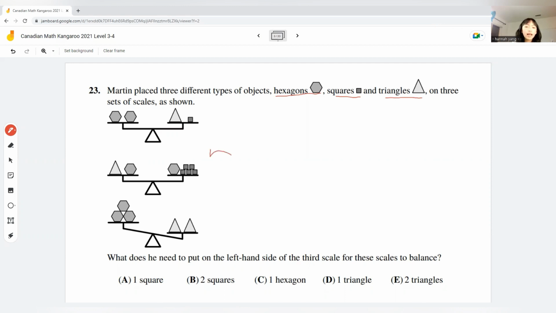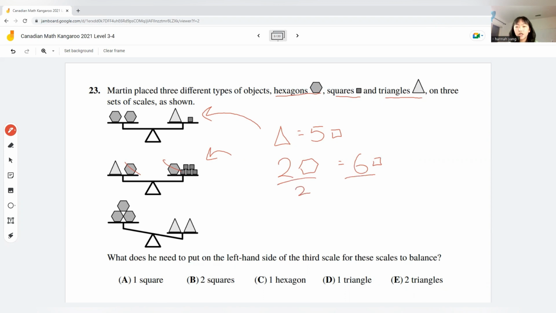If we look at the second scale and just take away the hexagons, we can see that 1 triangle equals 5 of the squares. This is really important because now we can substitute that into the first scale, where we now simply have 2 hexagons equal 6 squares, because we replaced the triangle with 5 squares since they're the same weight anyway.